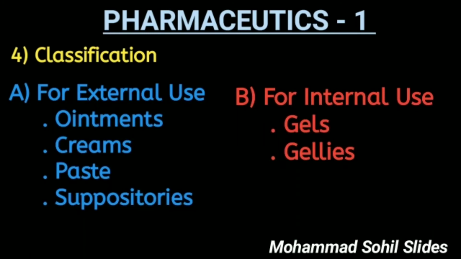Now coming to the classification of semi-solid dosage forms. Semi-solid dosage forms are classified on the basis of external use or internal use. For external use, they are classified as ointments, creams, pastes, and suppositories. And for internal use, they are classified as gels and jellies.